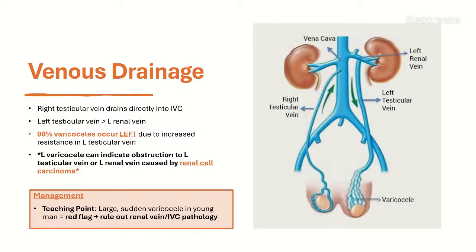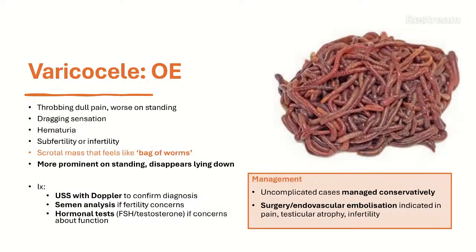So I've just highlighted here the teaching points. A large sudden onset varicocele in a young man is a red flag, and we want to rule out any renal vein or inferior vena cava pathology. So hopefully this picture will make you always think of varicoceles, a nice big bucket of worms. So they're typically called a bag of worms in MCQs.